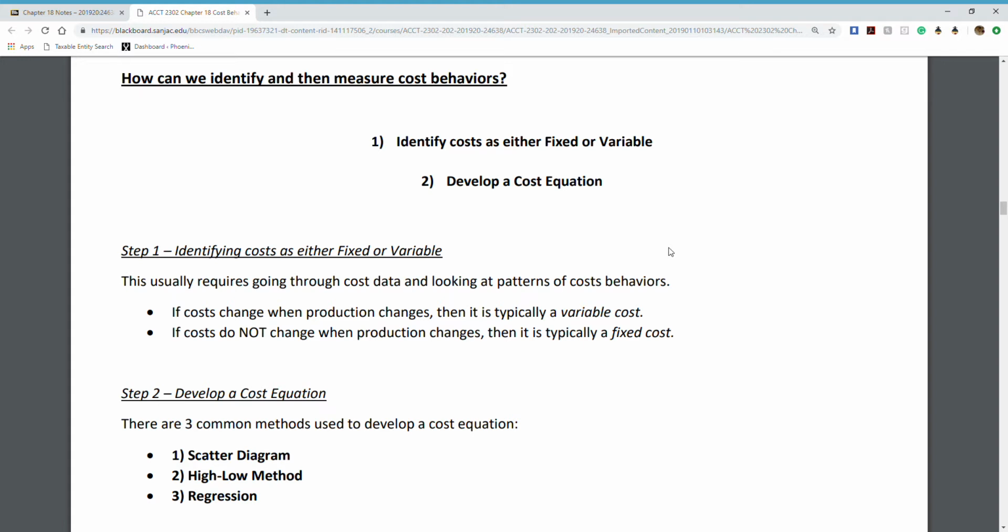So how can we identify the measure cost behaviors? These are the things that we're going to actually look into as we go into the methods. Okay. Identifying cost as either fixed or variable. That's going to be our step one. And we're going to really look at if it changes or not. That's typically what we look at when the production changes the overall picture. So again, if it changes, it's variable. If it doesn't change, it's fixed.